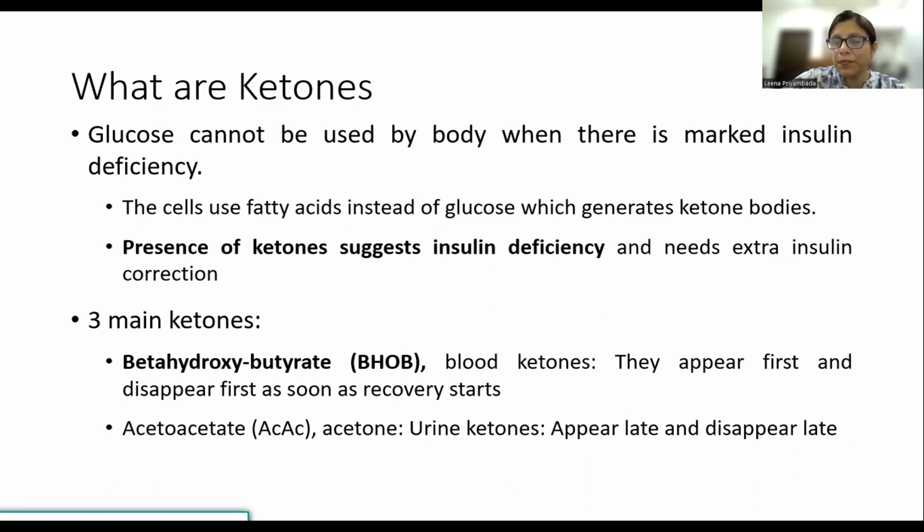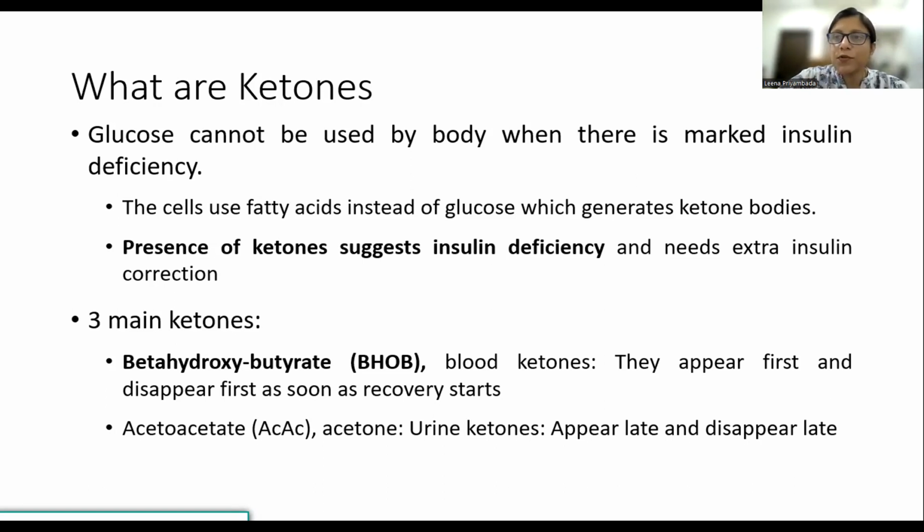Whereas the urine ketones take some time to appear and they take some time to disappear. If you have started giving insulin, you have started giving fluids, the person is feeling better, the glucose is improving, and the urine ketones remain positive for some more time, it does not necessarily mean that the ketosis has not improved. It is just that whatever ketones are there in the blood are taking some time to be completely flushed out in the urine. So the urine ketones appear late and disappear late.